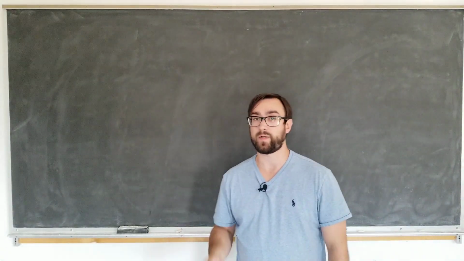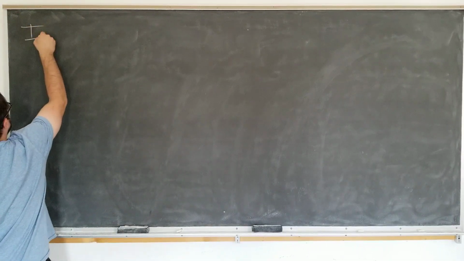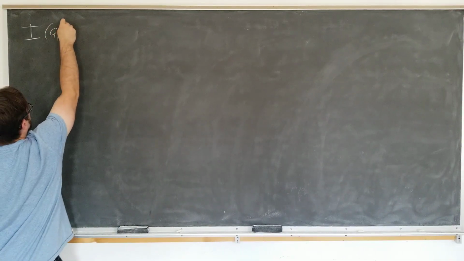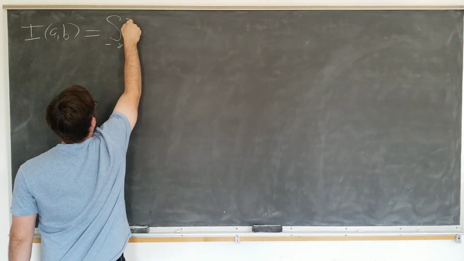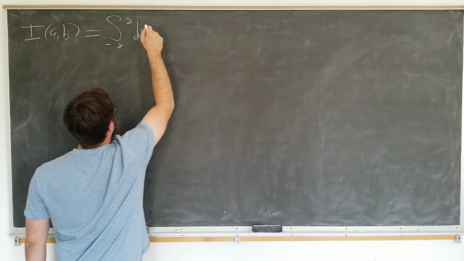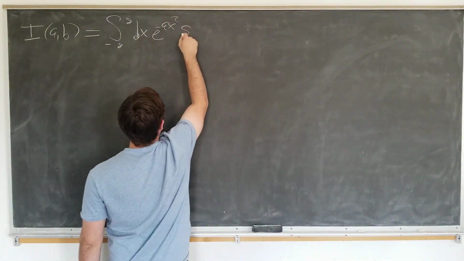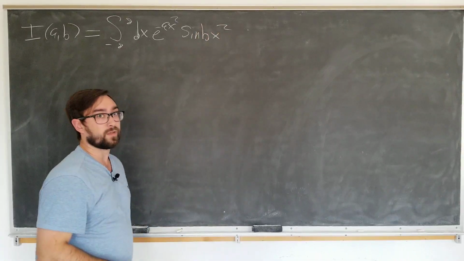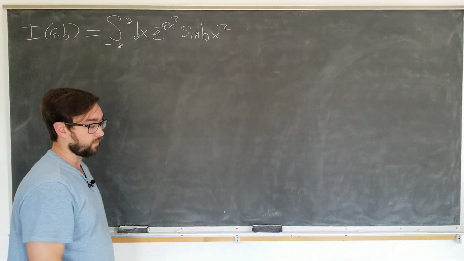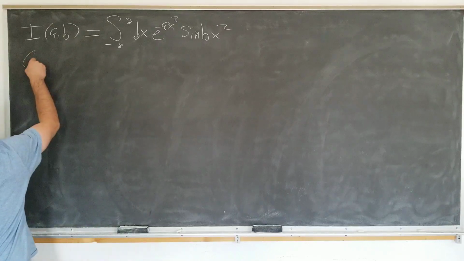Today we'll be evaluating the following integral. It's an integral indexed by two arbitrary constants a and b. We're going to be considering the integral from minus infinity to infinity of e to the minus ax squared times sine bx squared. Now both of the terms of this integral should look familiar. They are very famous. So we have the Gaussian, of course.